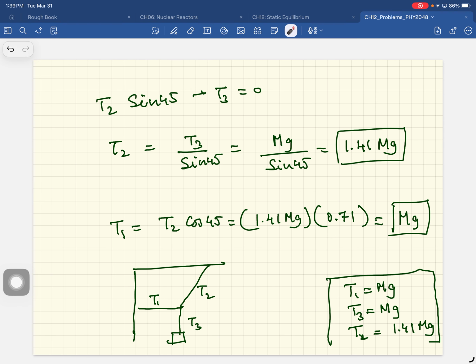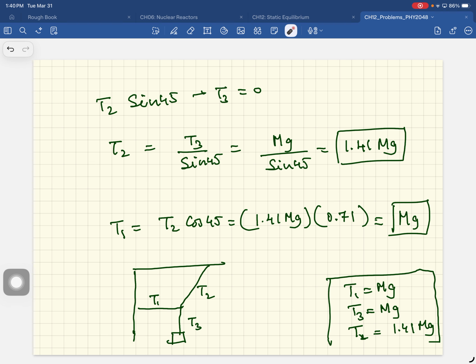All right, a uniform plank rests on a level surface as shown. The plank has a mass of 30 kg and is 6 meters long. How much mass can be placed at its right end before it tips? Okay, so they're asking you how much mass can you put there. Okay, so this mass is trying to tip it over clockwise about this point. We'll calculate the torques about this point. And there's the center of gravity. That's where the weight of the plank is acting.